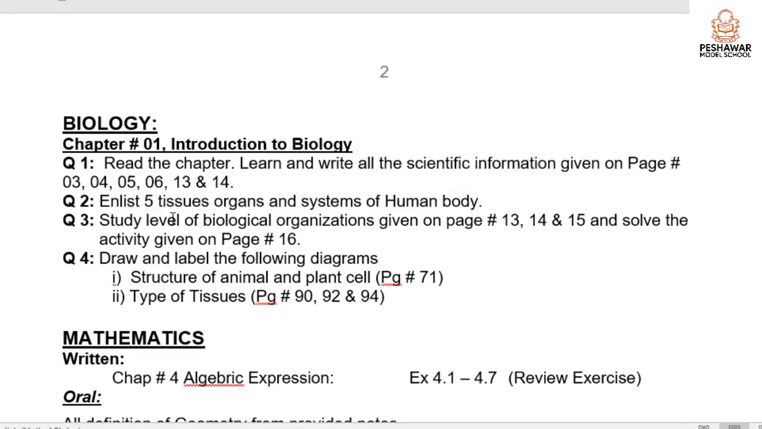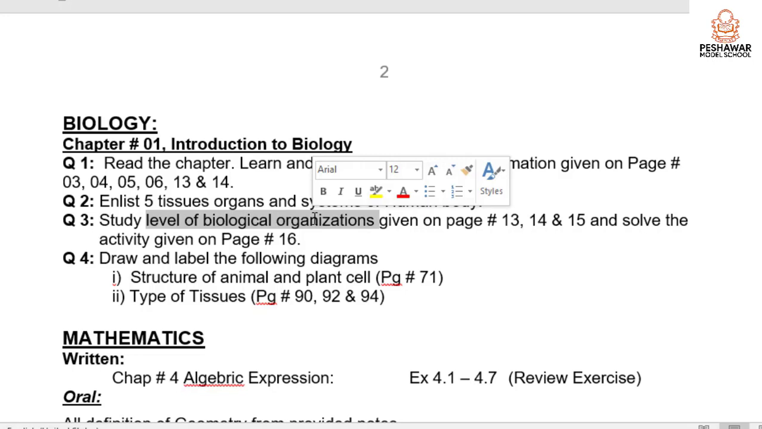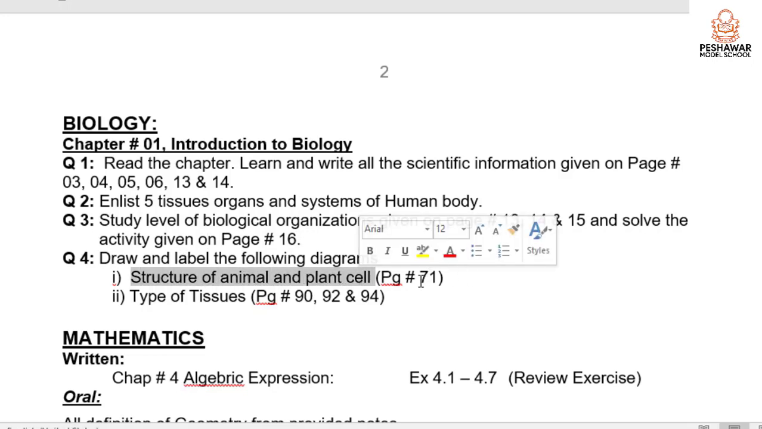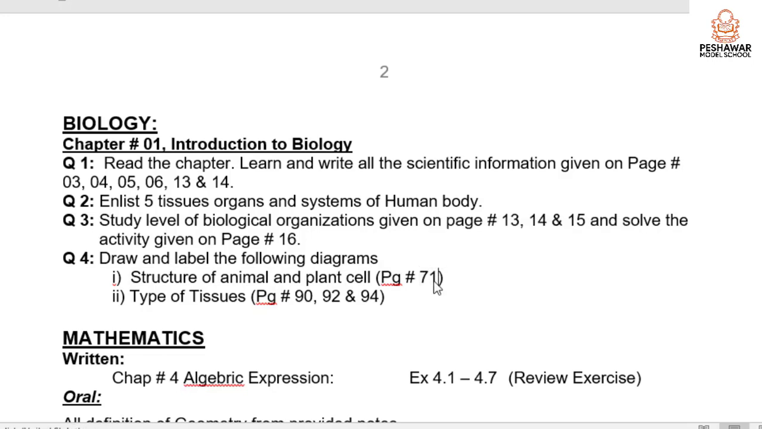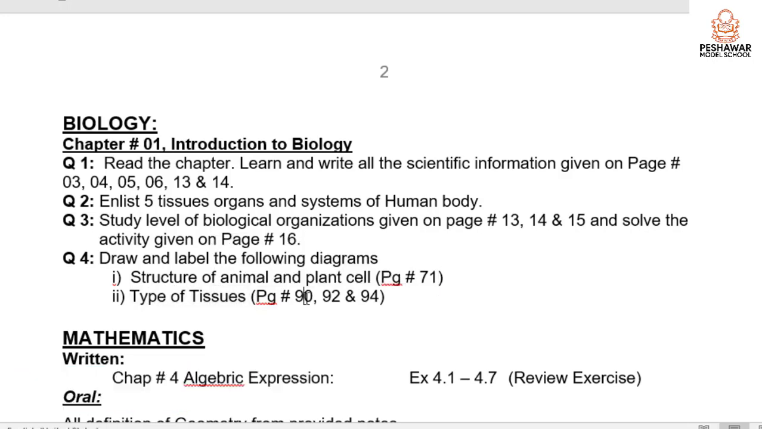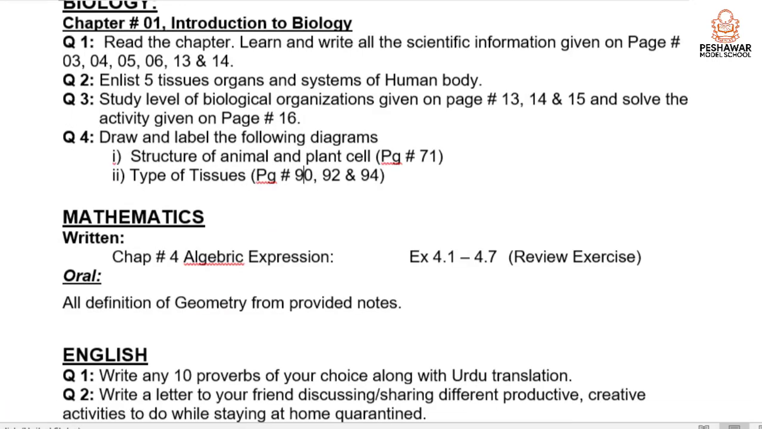Now question number 3 is study the levels of biological organization given on page number 13, 14 and 15. Dear students, these page numbers are given. You have to go to these pages and study the levels of biological organization, and you have to solve the activity given on page number 16. Now the last question is draw and label the following diagrams. Structure of animal and plant cell, which is given on page number 71. You have to study it, then draw it, and in the end label it. The second part is types of tissue, which is given on page number 90, 92 and 94.